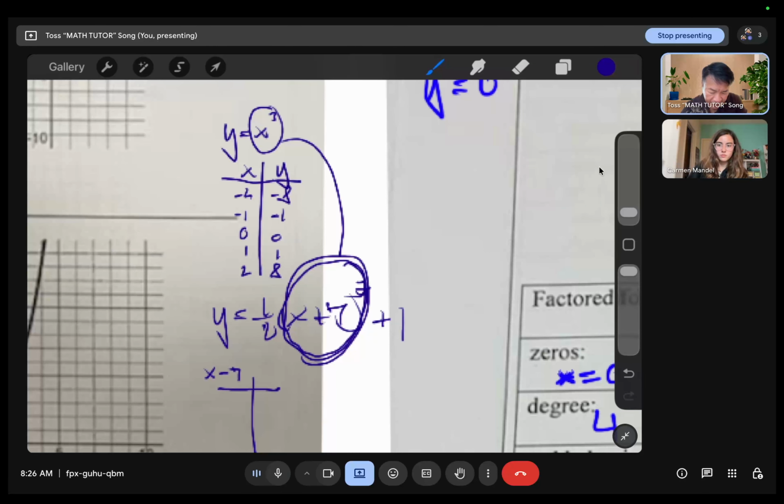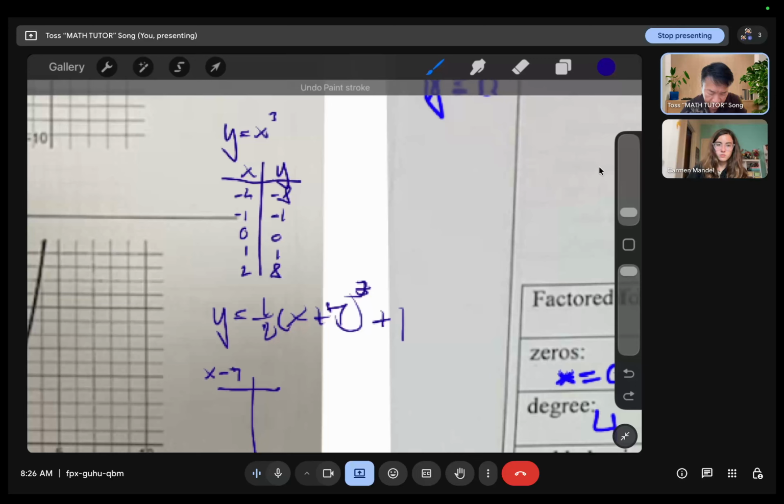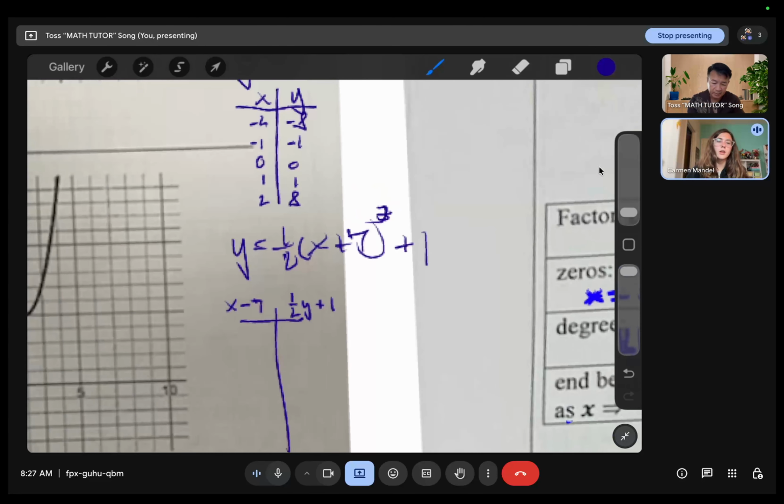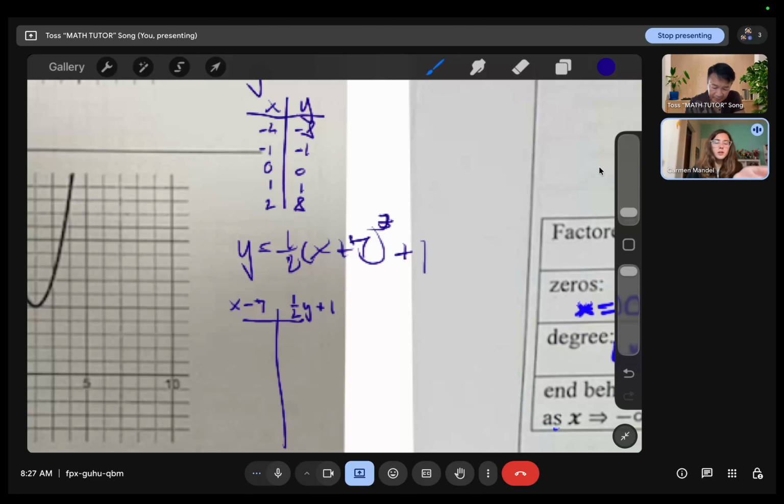So therefore you do that, and then what you do is you might remember this now. You're going to do one half y plus one. There you go. That's it. And then you punch in the numbers from the parent function. Exactly. Then let's do a couple here. For example, you do 2 minus 7.